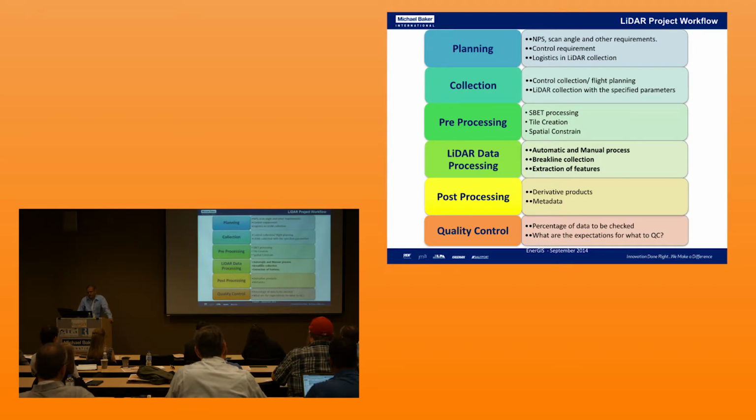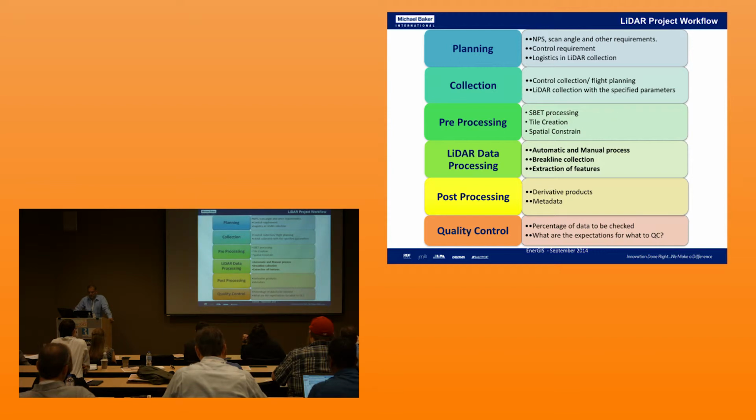And the first one is called the automatic and manual process. That is what separates the ground points from the non-ground points. And the second thing is the breakline collection. That's the topic of the presentation, which I will talk more about in the subsequent slides. And third is, of course, the extraction of features.